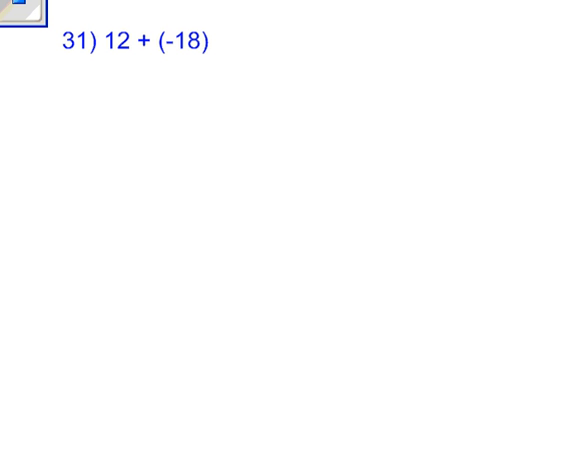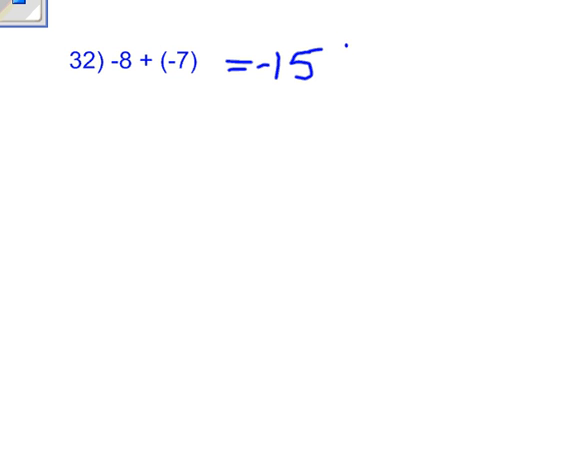One's red, the 18 is red, and the 12 is black. That means we have to subtract them. 18 minus 12 is 6. The largest number carries a negative sign. 32, a negative 8 plus a negative 7. Both these cards would be red. We add them together, that gives us 15. Both red would leave us with a negative 15.